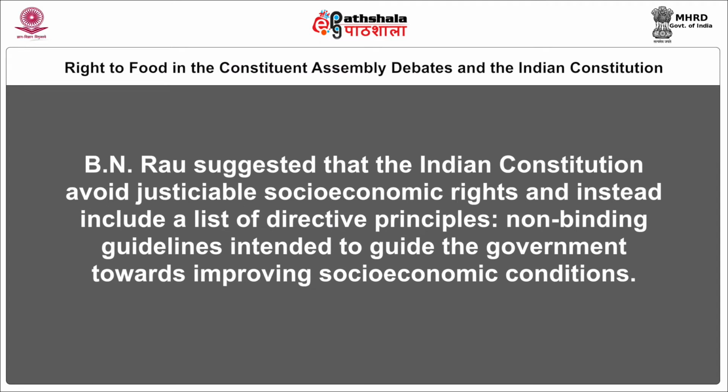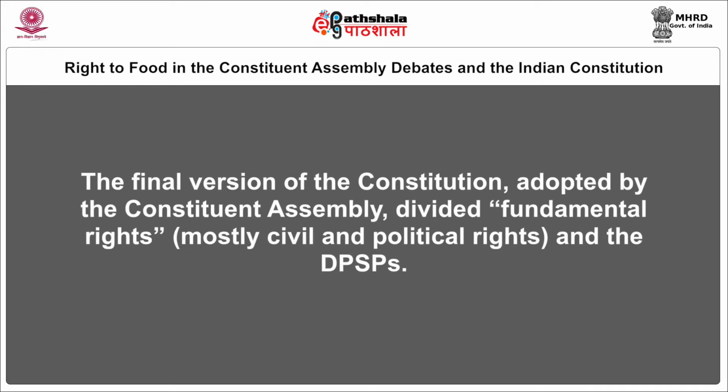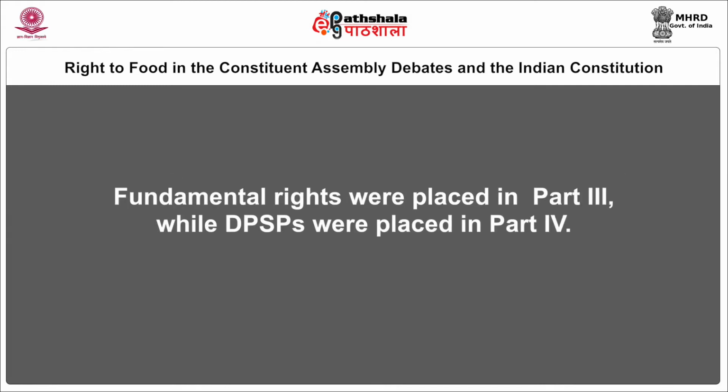Drawing from the Irish model, Rao suggested that the Indian Constitution should avoid justiciable socio-economic rights and instead include a list of directive principles, non-binding guidelines intended to guide the government towards improving socio-economic conditions. The final version of the Constitution, which was adopted by the Constituent Assembly, divided fundamental rights, which are mostly civil and political rights, and the directive principles of state policies. Fundamental rights were placed in Part 3, while DPSPs were placed in Part 4.